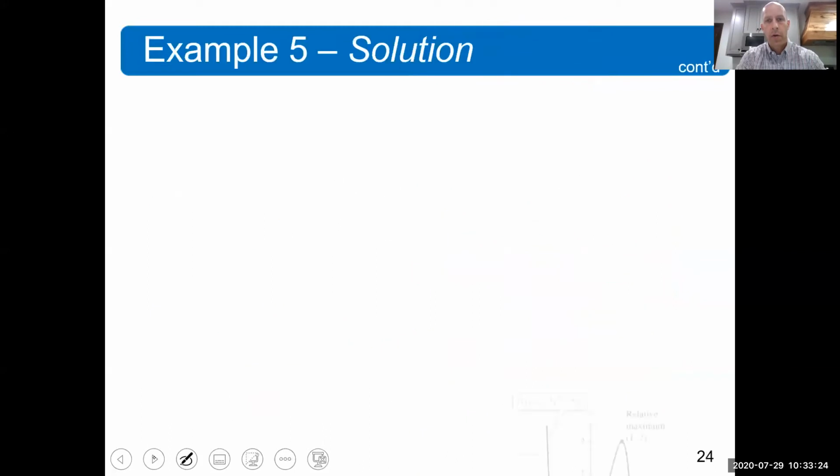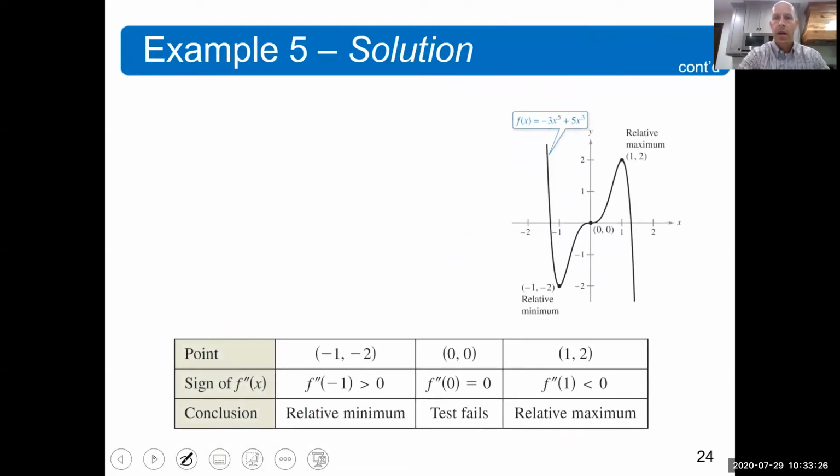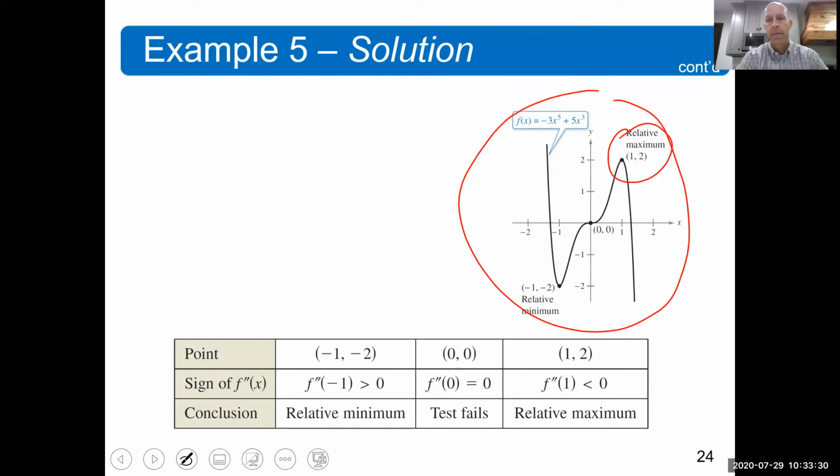Now I'm going to show you the graph of this. It's right here. So you can see that we did indeed get that relative max. It turns out that x equals negative 1 is the relative min. But notice that at 0, the second derivative test failed. So we have to do that again.